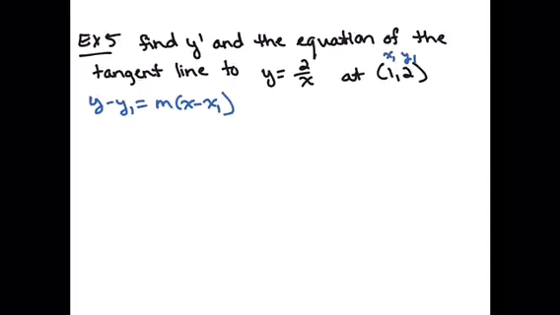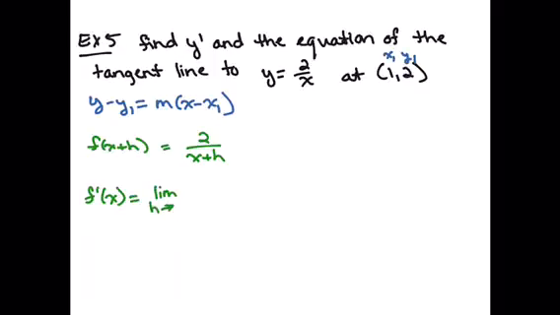So the first thing we want to find is our f of x plus h, and in that case, that's going to be 2 over x plus h. So our derivative is the limit as h goes to 0 of 2 over x plus h minus, the original function is 2 over x, all over h. If we direct substitute in h equals 0, we're going to get 0 over 0.